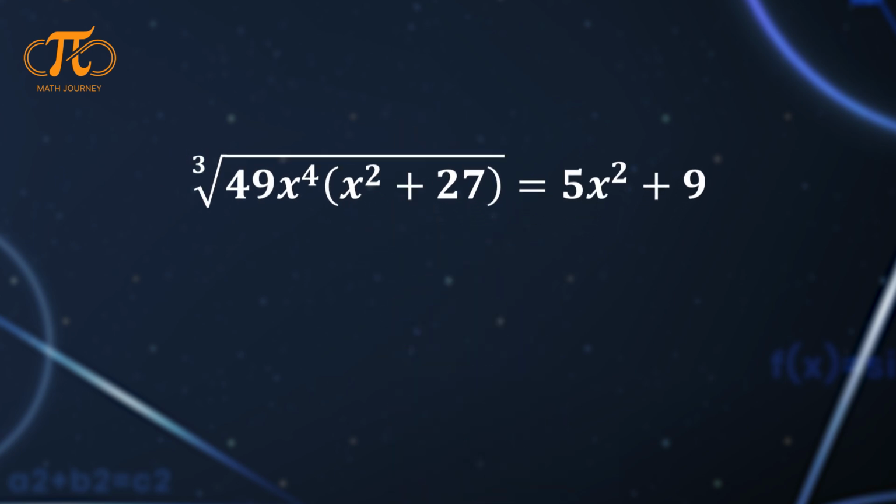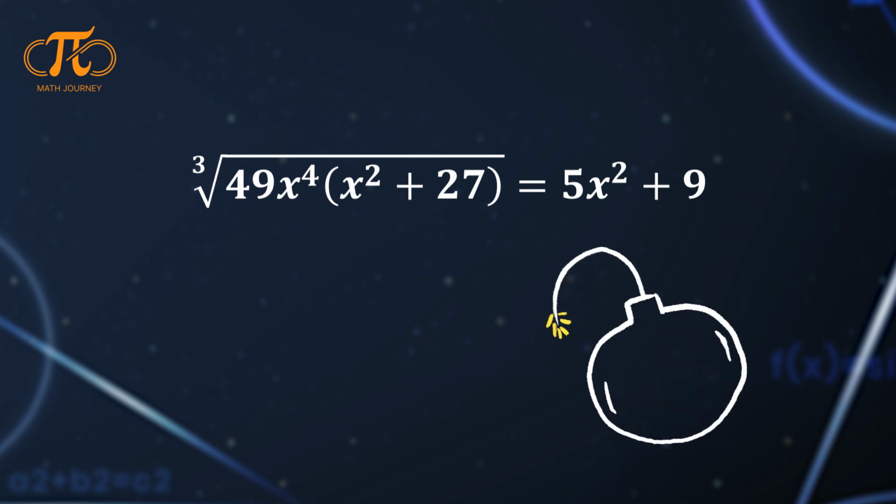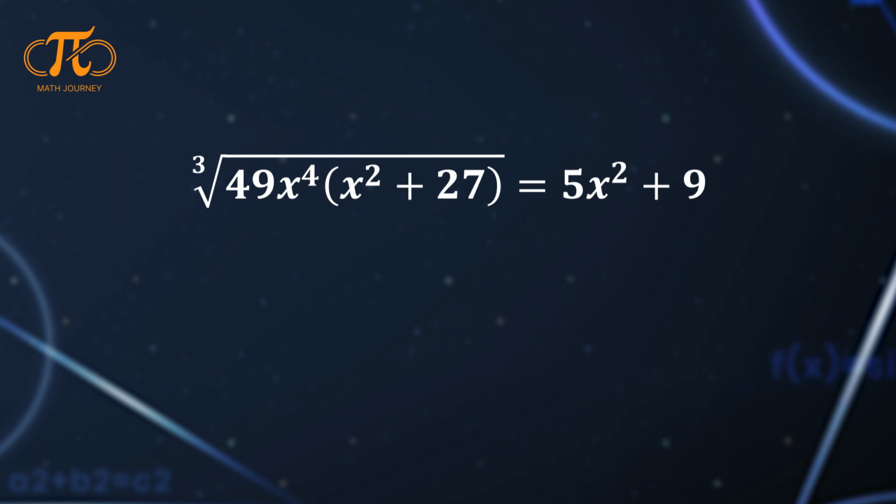Imagine tackling this beast. What are the real solutions to the following equation? The cube root of 49 times x to the power of 4 times x squared plus 27 equals 5 times x squared plus 9. Looks intimidating, right? What if I told you there's a brilliant shortcut to solve this without even breaking a sweat?